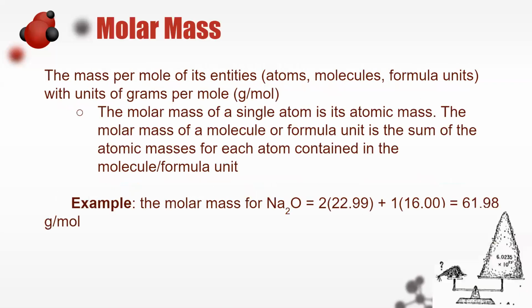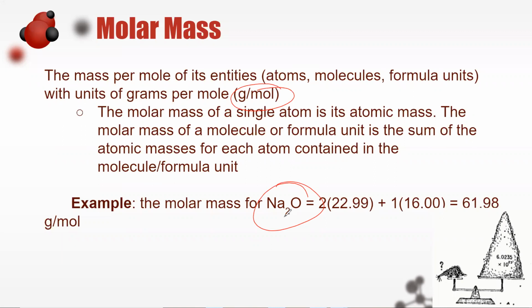Okay. Molar mass. So that is going to be the mass per mole of whatever entities. If I had 1 mole of atoms, 1 mole of molecules, 1 mole of formula units of whatever it is, the mass per mole is going to be the molar mass. The unit for it is grams per mole, because again, however many grams 1 mole of that substance weighs is its molar mass.